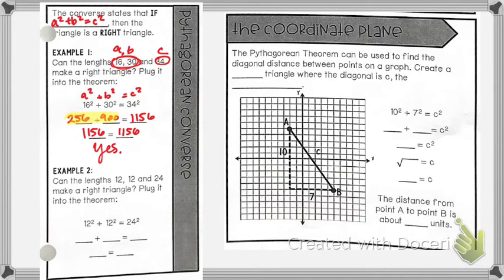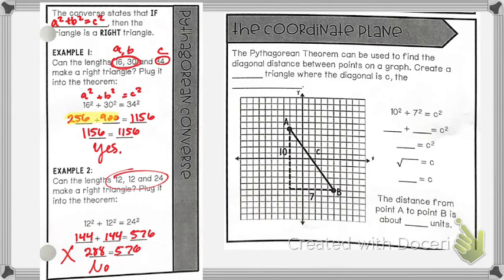Okay. So for number 2, can the side lengths 12, 12, and 24 make a right triangle? Plug it into the theorem. Remember, we got A squared plus B squared equals C squared. C squared is always the biggest one. In this case, it's 24. Right? So we got 12 squared, or 12 times 12, which is 144. So 144 on both. And then 24 squared, we got 576. Let's add 144 with 144, and we get 288. 288 is not the same as 576, so here it is not. Those three side lengths cannot make a right triangle because it did not pass the Pythagorean theorem formula.